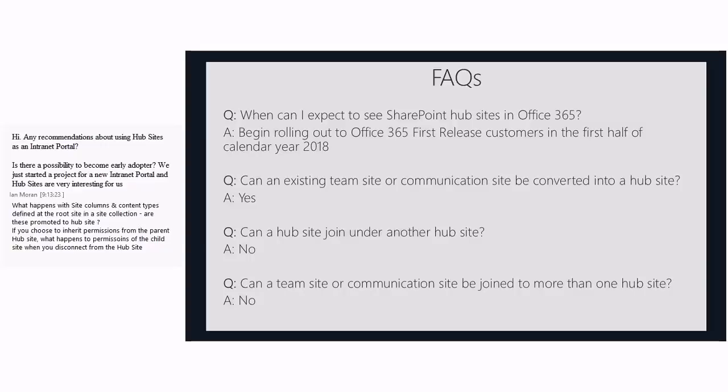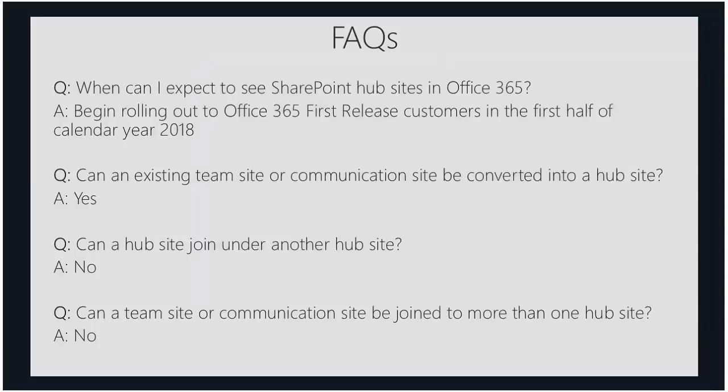The first question that we typically get is, when can I expect to see SharePoint hub sites in Office 365? Our goal is to begin rolling these out to Office 365 First Release customers in the first half of calendar year 2018. And we'll definitely have a lot of news coming through the message center to raise awareness to admins. We'll have an updated blog post to raise awareness more publicly. And then we'll go through a social push and a lot of channels through the partner programs so that we raise awareness of their availability and that they're starting to roll out.